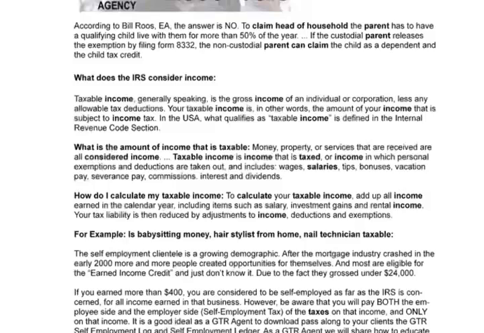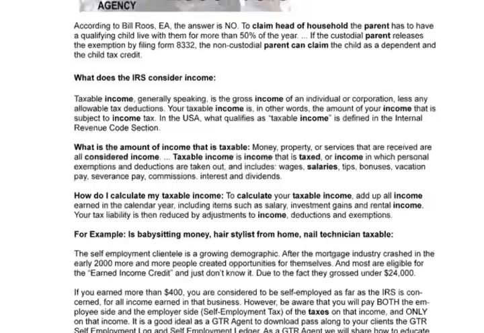Okay. What is the amount of income that is taxable? Money, property, or services that are received are all considered income. Taxable income is income that is taxed, or income in which personal exemptions and deductions are taken out, and includes wages, salaries, tips, bonuses, vacation pay, severances, commissions, interest, and dividends. So these are the income that can be taxable.